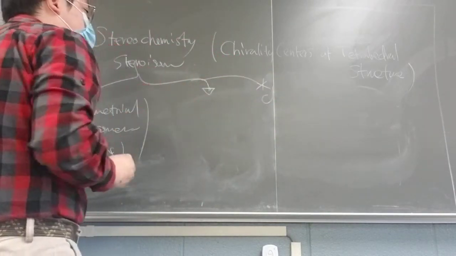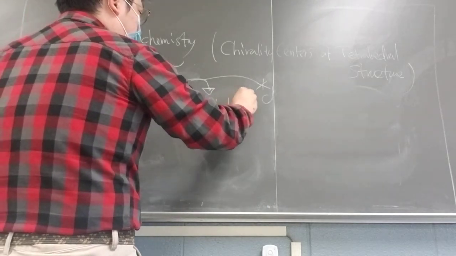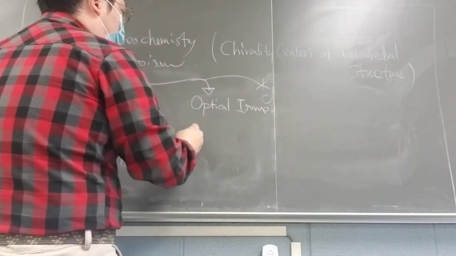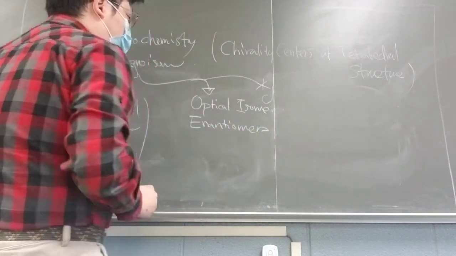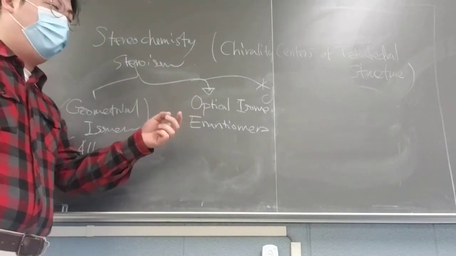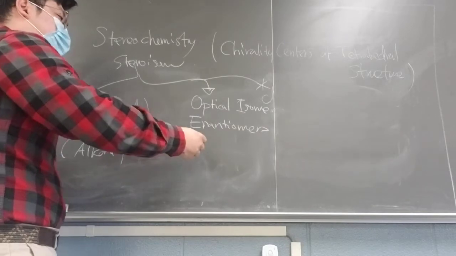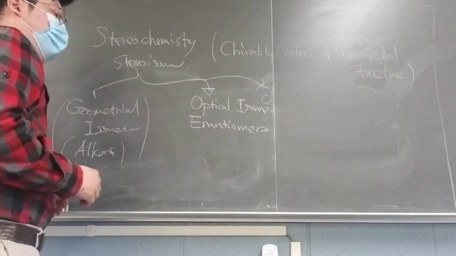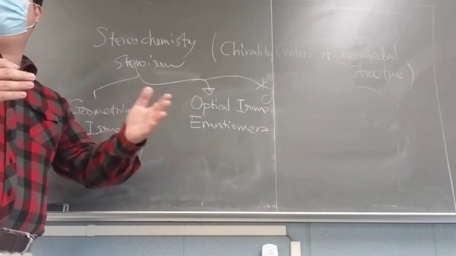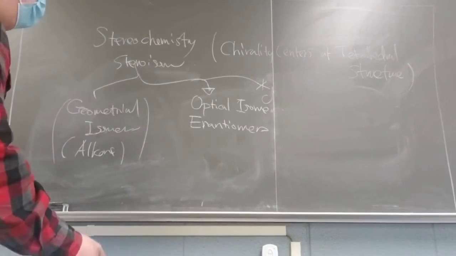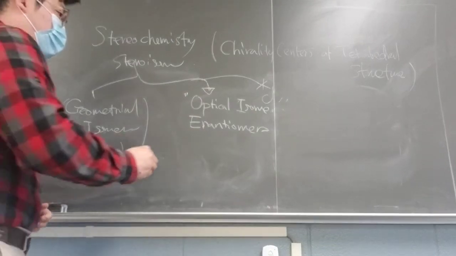But the one we're going to do in this chapter is what we call optical isomers, or we also call these enantiomers, or you can say enantiomers. Either way you pronounce it is fine. Most people in the States pronounce it one way, but people in Europe maybe pronounce it differently. Just make sure it means the same thing. Anyway, we're going to focus on this one today. Let's talk about this one and why it's so special.